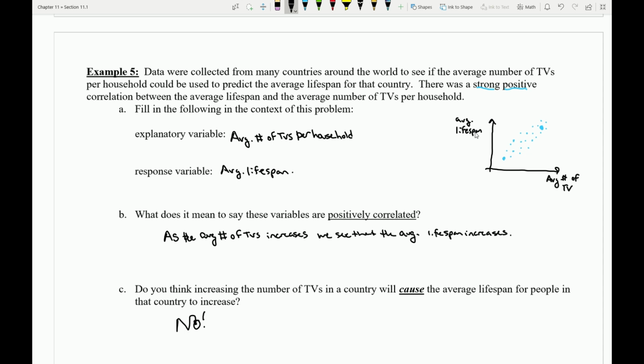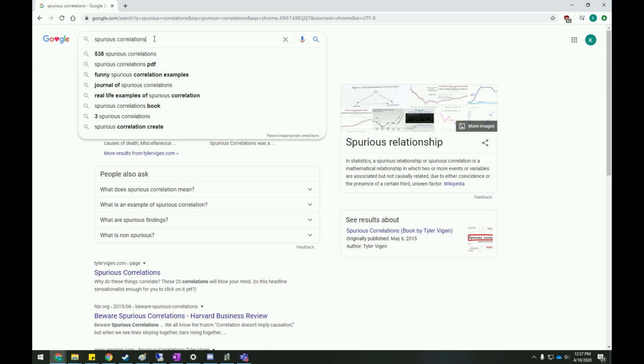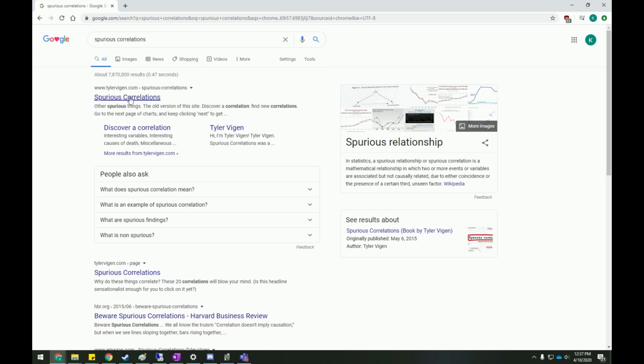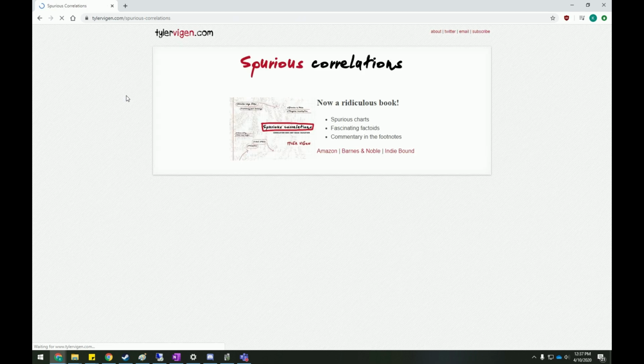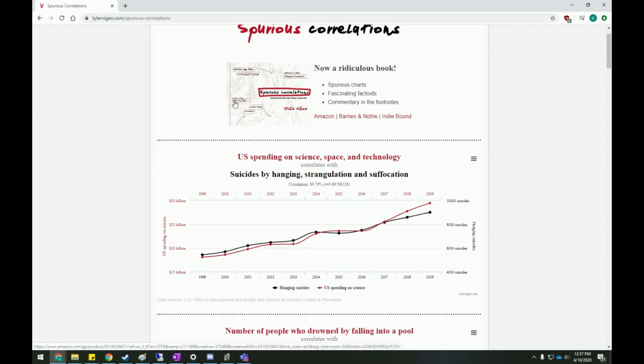If you were to go to Google and just Google something like spurious correlations, the very first link links to a site that has a lot of different correlations that are kind of surprising. Now, they're not represented in the basic scatter diagram that we have in class, but a lot of the same information is listed here. Take a look at this first thing.